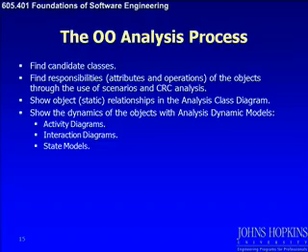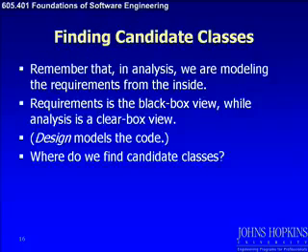We show the relationship between the classes, static relationships, in a class diagram, and then we show the dynamics of when the system does things. We show how those objects collaborate to perform those operations. We can use various dynamic models in UML: activity diagrams, interaction diagrams, state models. So when we're trying to find the candidate classes, the number one goal here in analysis is to find what the classes are, what their attributes are, and what the behaviors are.